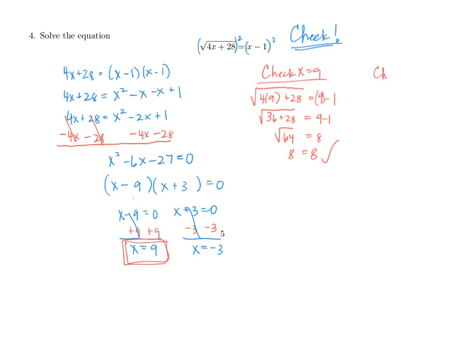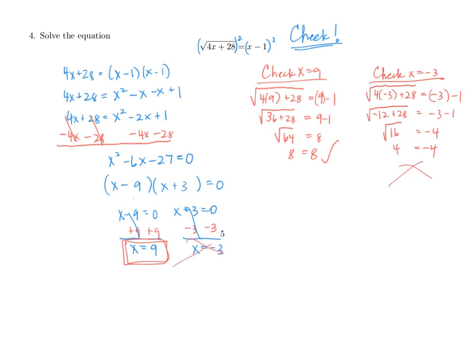Now I'm going to check x equals negative 3. So we're going to plug in negative 3 everywhere we see an x. Okay, so I have 4 times negative 3 is negative 12. Negative 12 plus 28, that's going to be 16. And the square root of 16 is 4. Negative 3 minus 1 is negative 4. So is 4 equal to negative 4? No, it's not. So that is not a valid solution. So the only solution to this equation is 9.